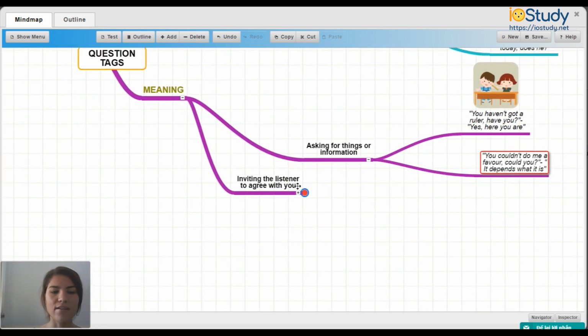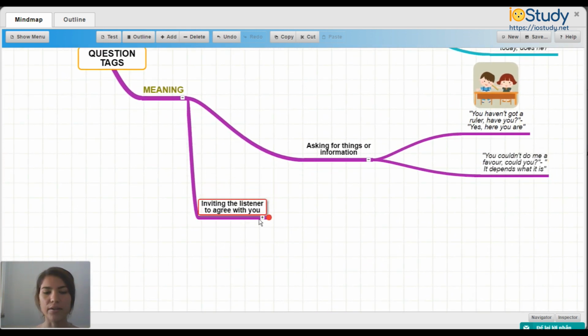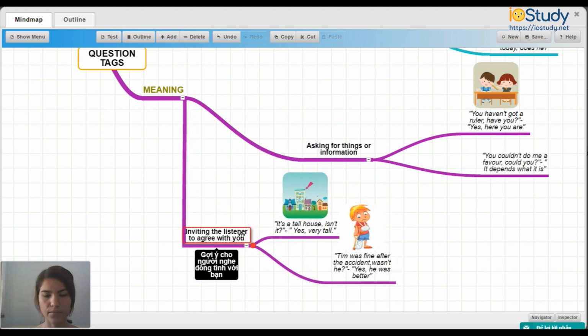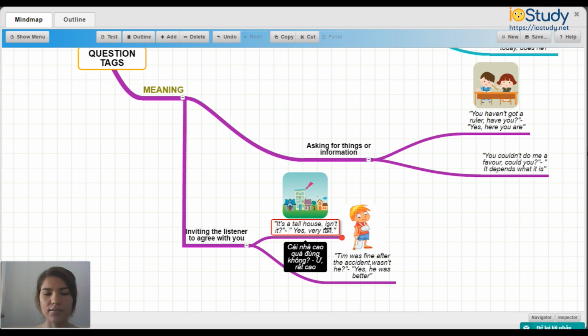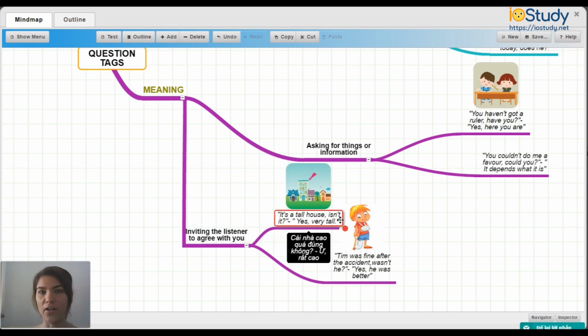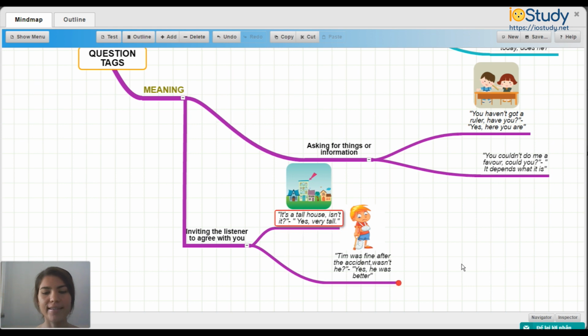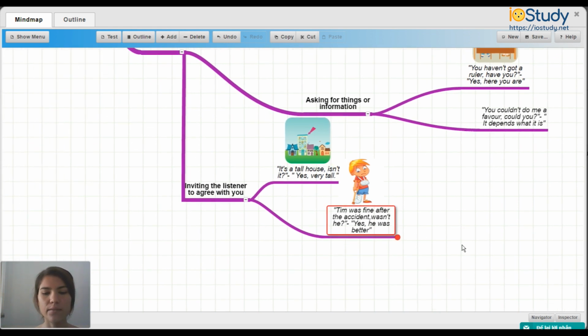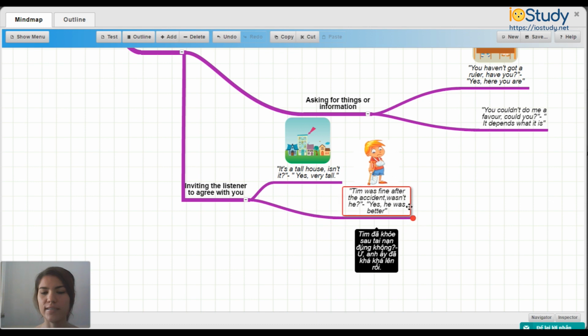Okay, and next we have inviting the listener to agree with you. Example number 1. It's a very tall house, isn't it? Yes, very tall. And Tim was fine after the accident, wasn't he? Yes, he was better. So in both of these examples, we are inviting the listener to agree with you.